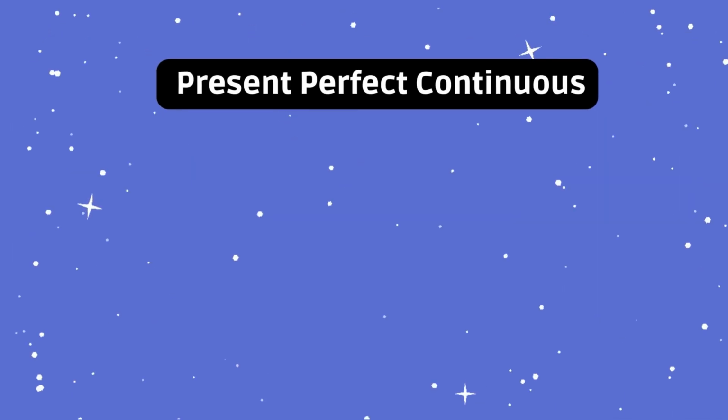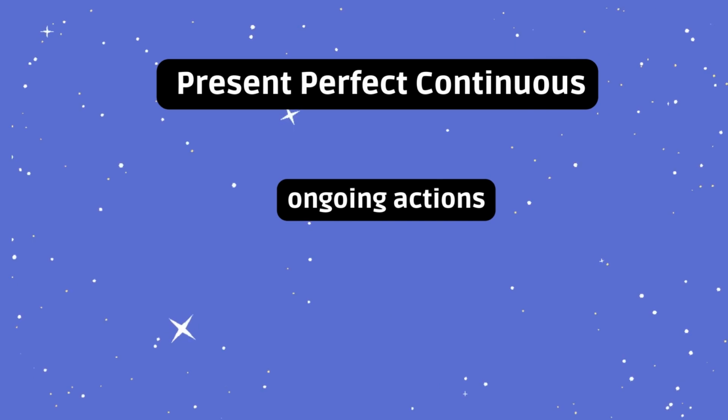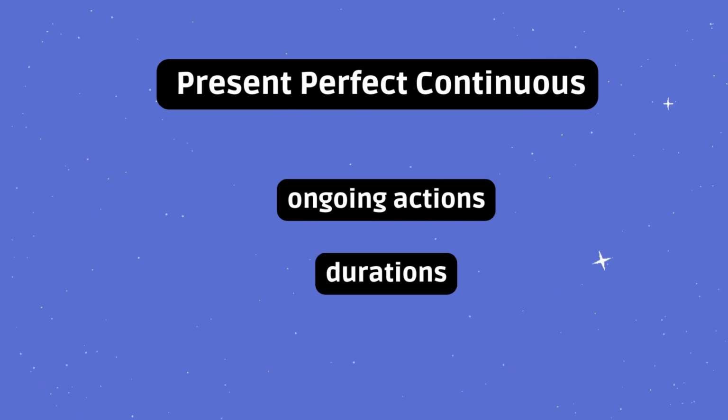There you have it, the present perfect continuous, a versatile tool for expressing ongoing actions and their durations. Start using it confidently in your English conversations today.